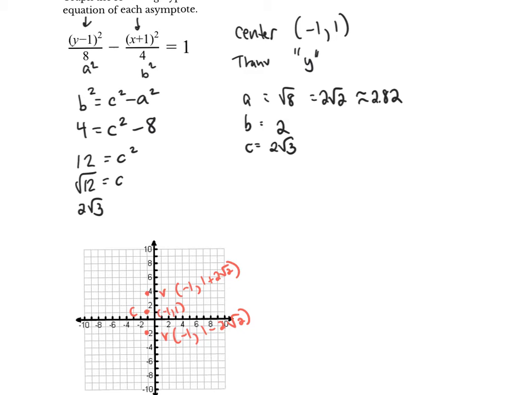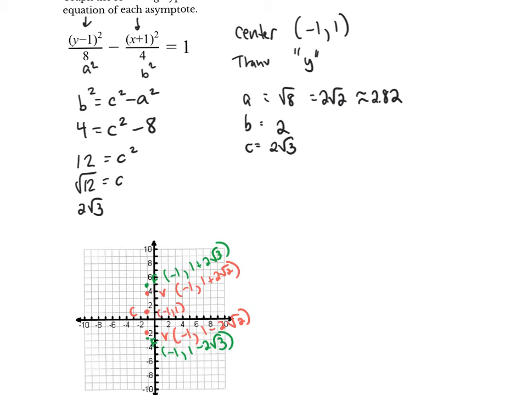The foci are 2 square root of 3, square root of 12, so it's a little over 3. So I'm going to have a focus here, and I have a focus down here. And this focus up here is going to be negative 1, comma 1 plus 2 radical 3. And this one down here, similarly, will be negative 1, 1 minus 2 radical 3.